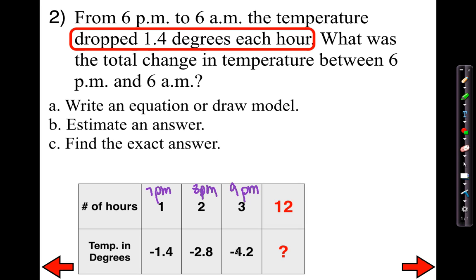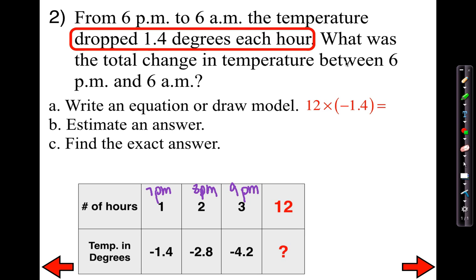So notice I can definitely continue this, but it's going to take me a lot more time. So what would be quicker? Well, it would be quicker to first understand that to go from 6 p.m. to 6 a.m. is a 12-hour difference. So if every single hour it's dropping 1.4 degrees, what is a quicker way? Well, I would write the equation. I would take 12 and multiply that by negative 1.4, because every single hour it's dropping 1.4 degrees. So to make things a lot quicker, we'd simply multiply 12 by negative 1.4.